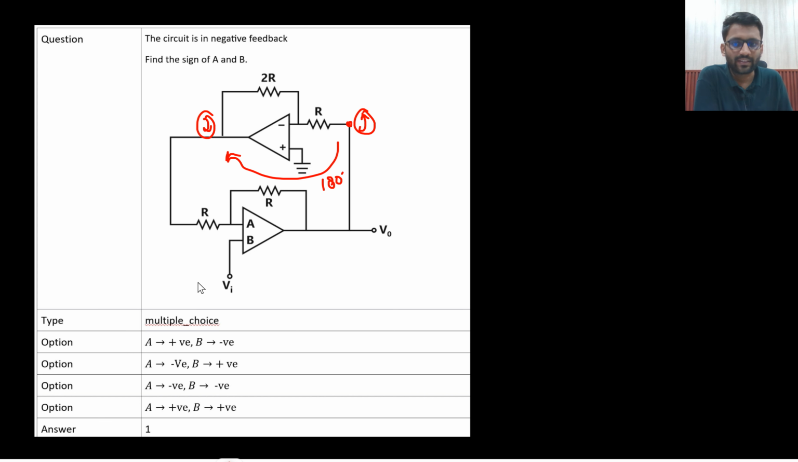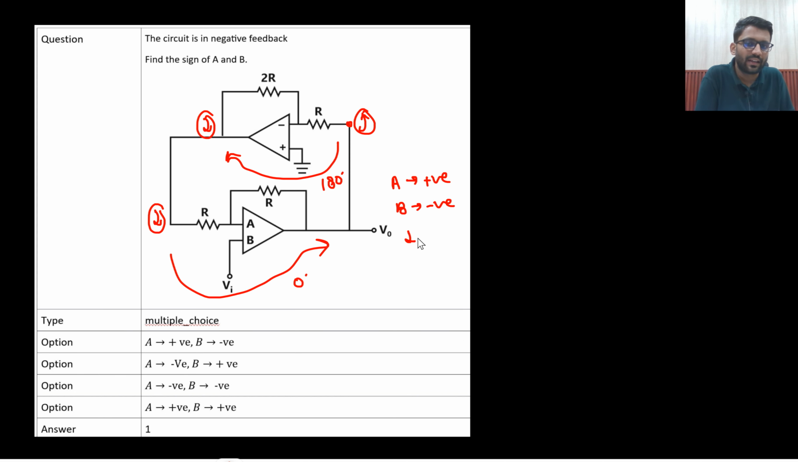You want negative feedback. That means you need 0 degree phase shift from here. If this node is decreasing, that means this node is certainly decreasing. It is the same node, so you want 0 degree phase shift there. That means you need A to be positive and B to be negative, right? A has to be positive because if this is decreasing, then this will decrease. If you are increasing your output, eventually you want your output to decrease. This is what negative feedback means.